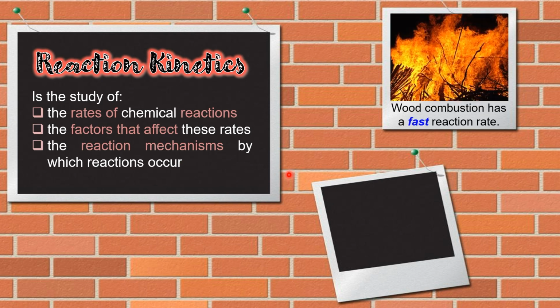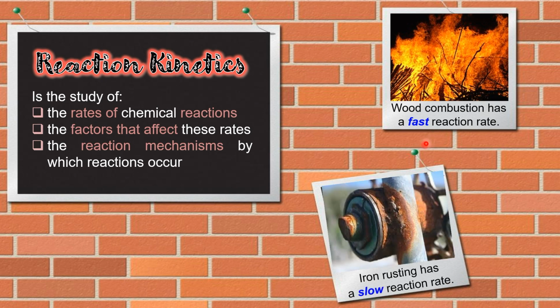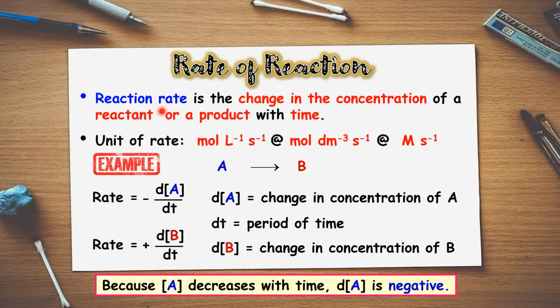For example, in our daily life, wood combustion has a fast reaction rate, and iron rusting has a slow reaction rate. So we can define reaction rate as the change in concentration of a reactant or a product with time. The unit of rate of reaction is mole per liter per second, or mole per dm cube per second, or molar per second. As for the time here, it can be per second, per minute, per hour, or per year. It depends on the question.